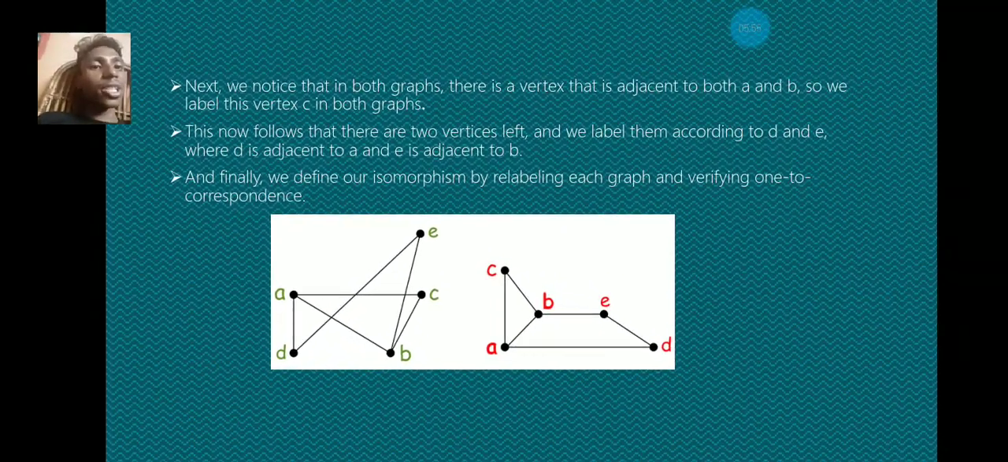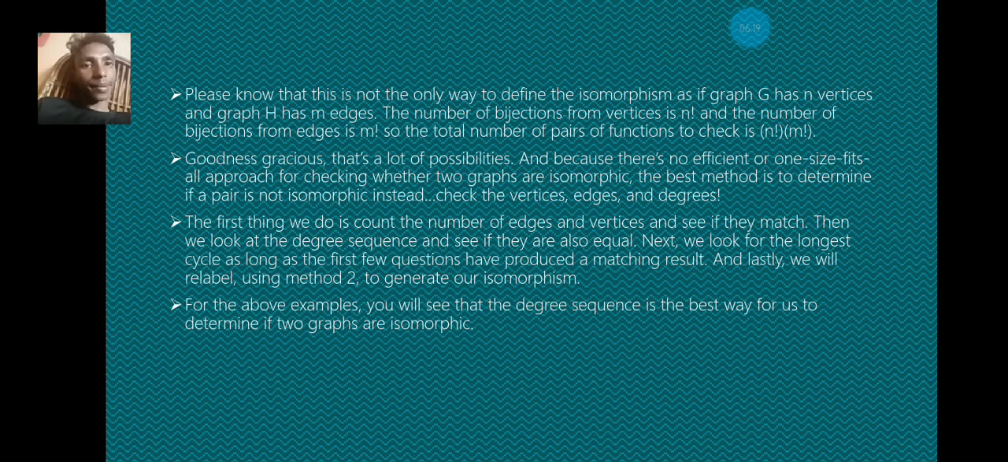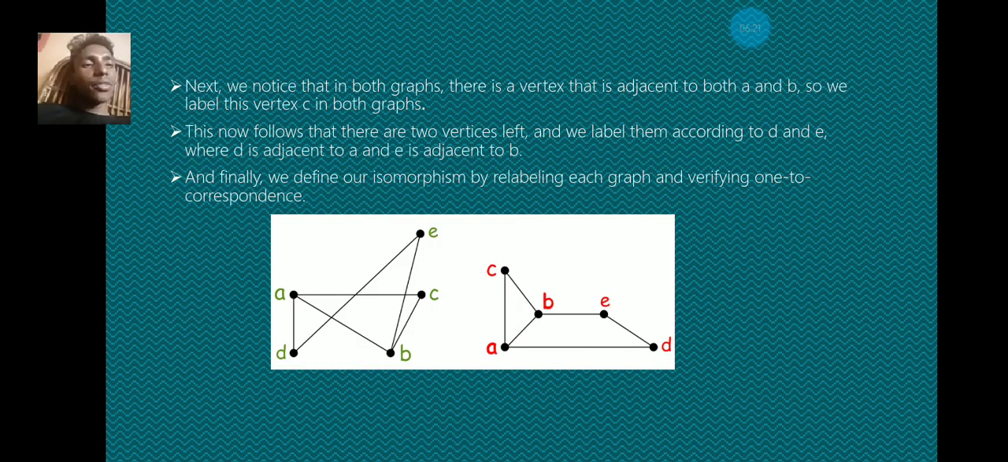Now there are two vertices left, and we label them D and E, where D is the adjacent side to AE. Okay. And finally, we define our isomorphism by relabeling each graph vertex one-to-one. In this relabeling, we must find the adjacent sides of the vertices.